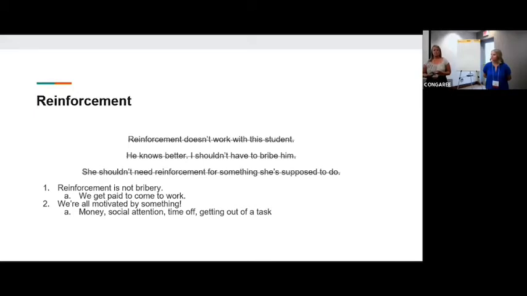Money, social attention, getting time off, getting out of a task. Praise that we get from our superiors telling us we're doing a good job. So with some of our students, we might have to start out with something a little bit more tangible, like some edibles or things to earn. But we want to teach them that concept of money, or tokens. Has anyone used a token board before?